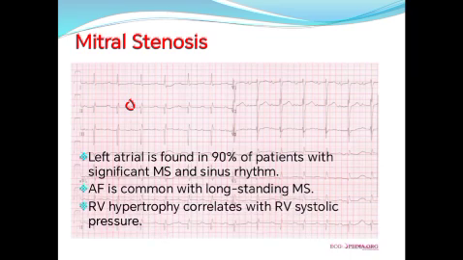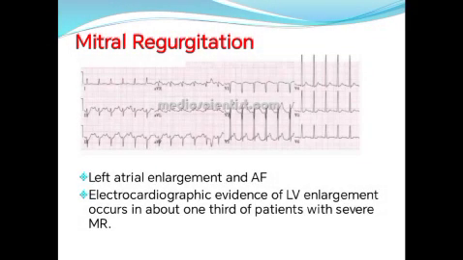In addition, most patients with mitral stenosis will have atrial fibrillation and right ventricular hypertrophy, especially those with long-standing atrial fibrillation. RV hypertrophy is due to severe pulmonary hypertension that accompanies long-standing mitral stenosis.